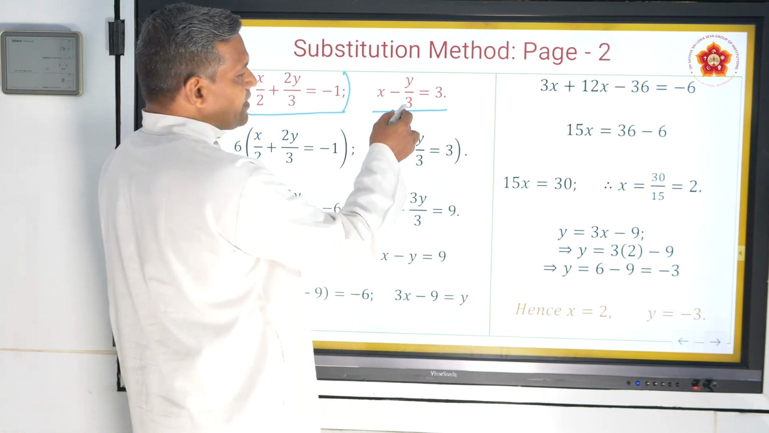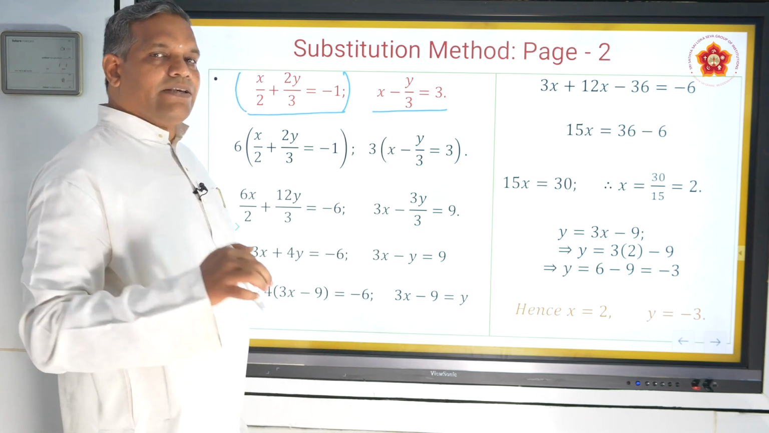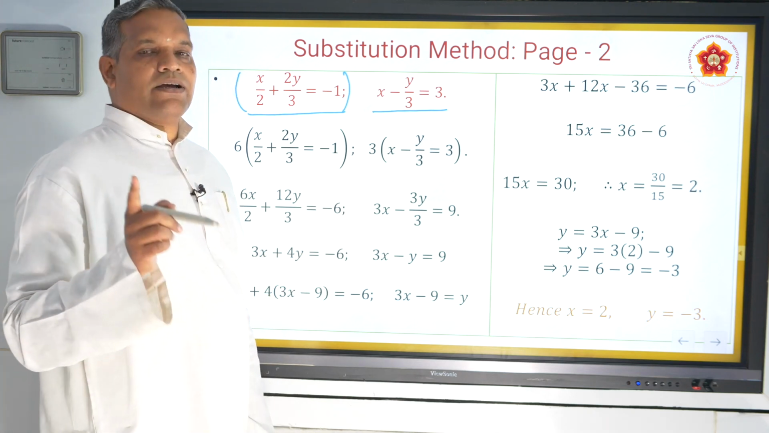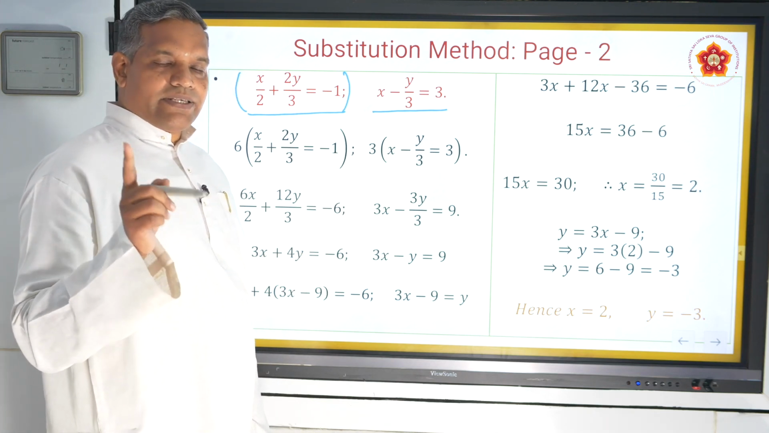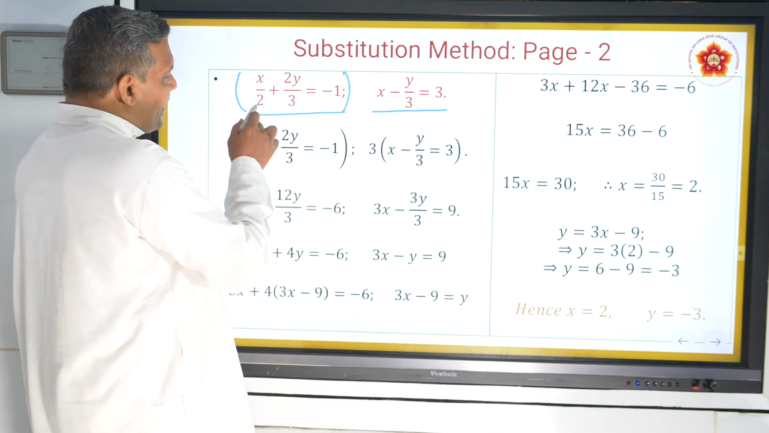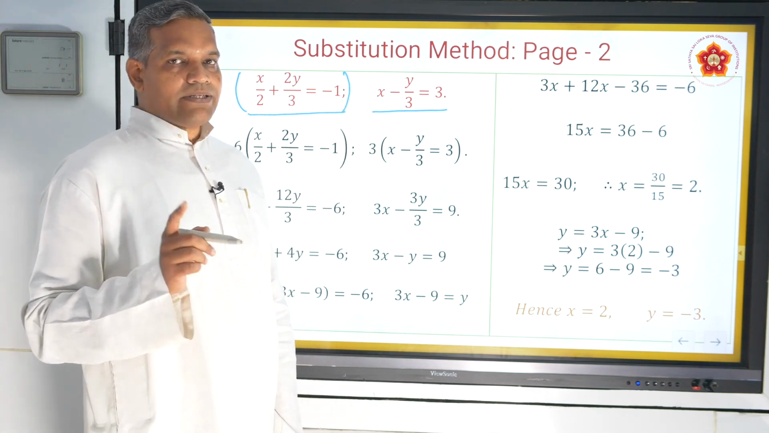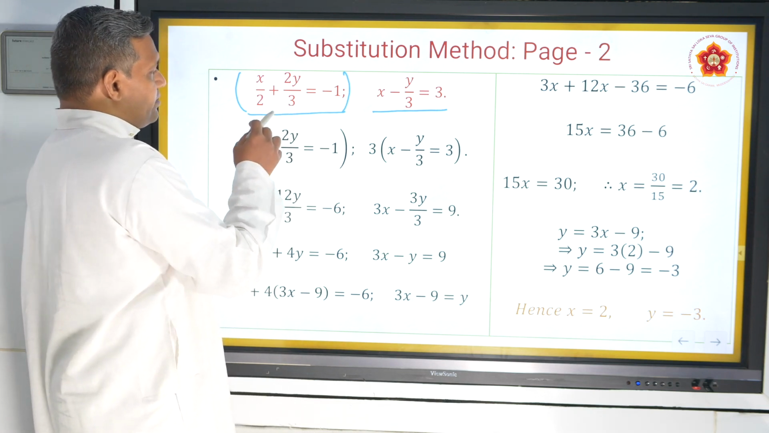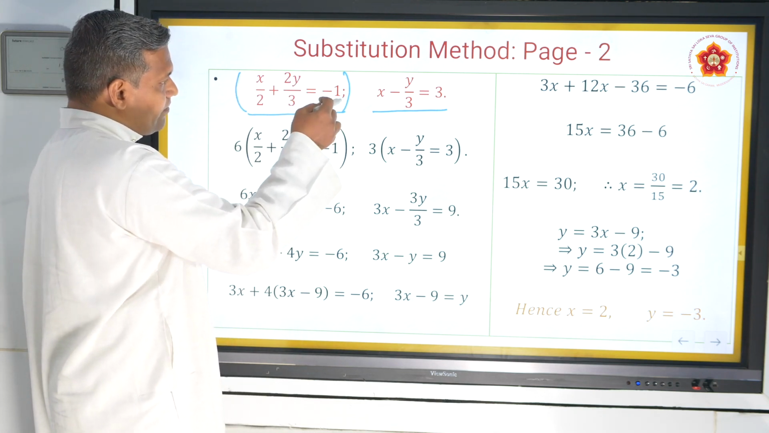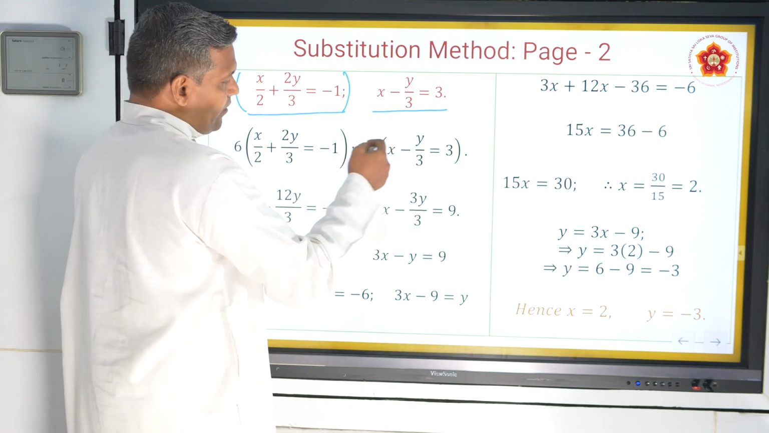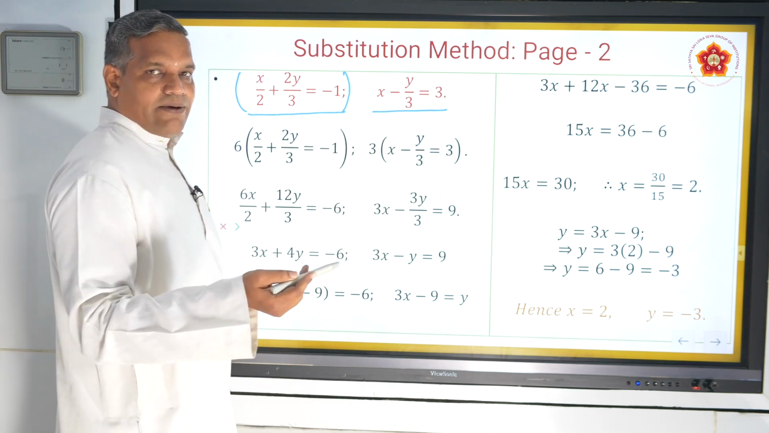Even in the second equation, what is the LCM here? Of course 3. Multiply the whole equation by 3. I repeat, I go slow. Remember, in this case, if you want to get rid of the denominators, you have to find the LCM of the denominator numbers. The LCM of 2 and 3 is 6. Multiply the whole equation by 6. Here I have only 3, so multiply the whole equation by 3. Let us see what happens.